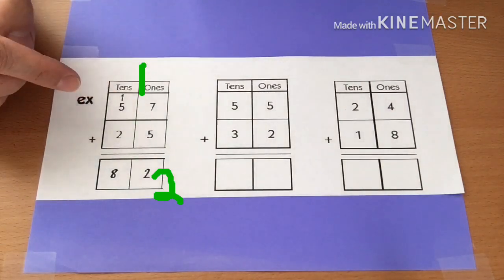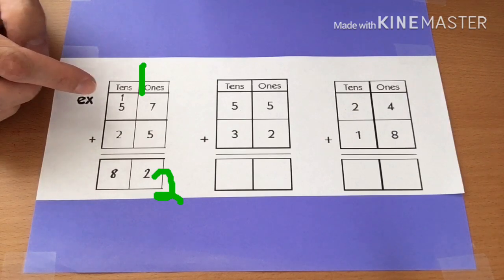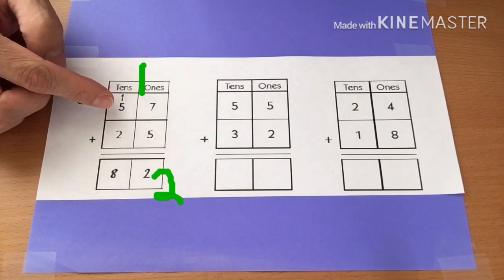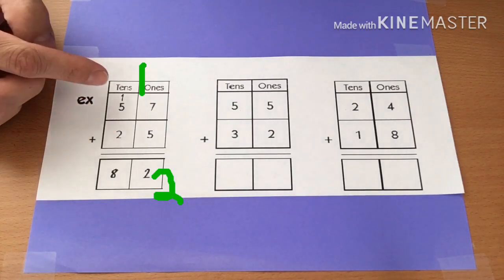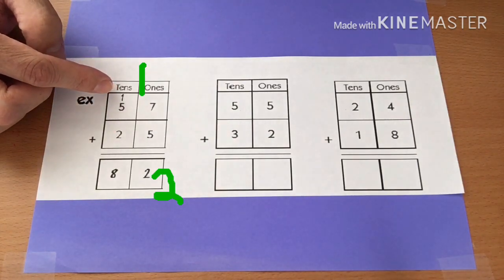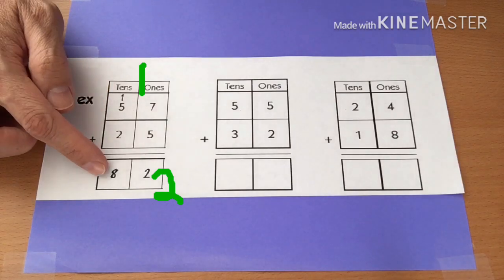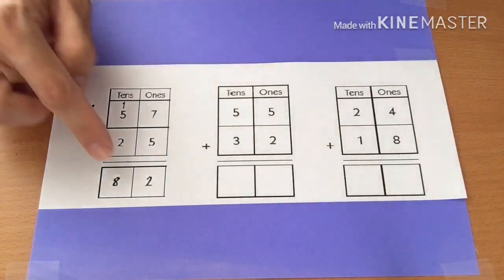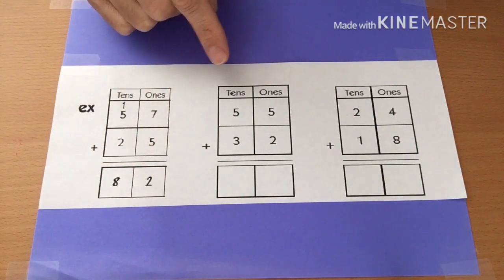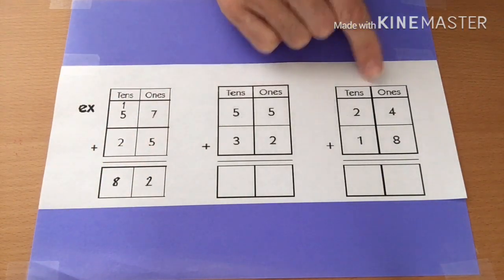So finally we're ready to add the tens. So 5 plus 2 is 7, plus the 1 extra 10 that we bundled, that equals 8. So that is the example. The answer is 82. Now you're going to have to solve the next 2 problems.